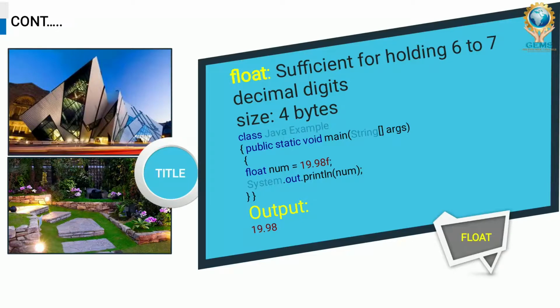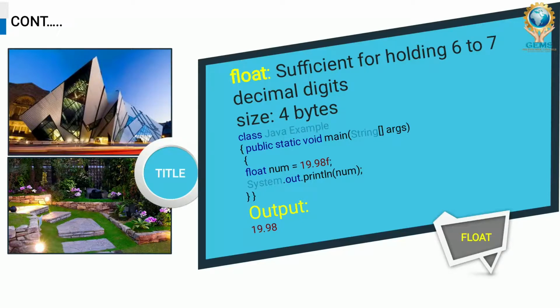Size 4 bytes. Class Java example. Public static void main String args. Float num equal to 19.98f. System.out.println num. So what is the purpose of this program here? You just want to show the float value. What is the float value? 19.98f is the float value. You want to show that value in the output.